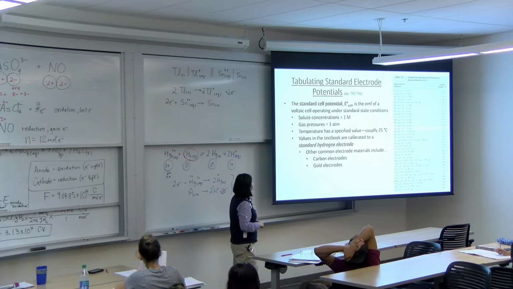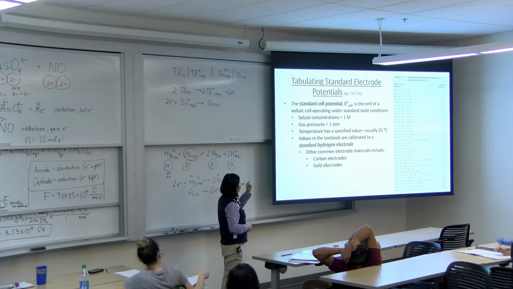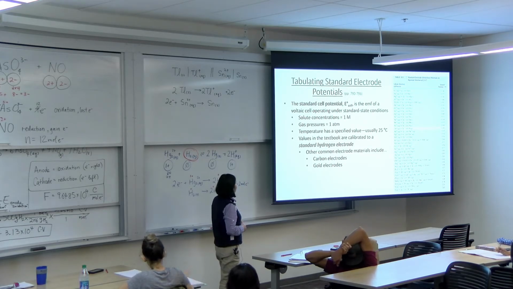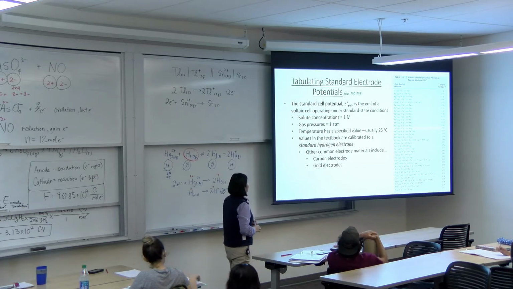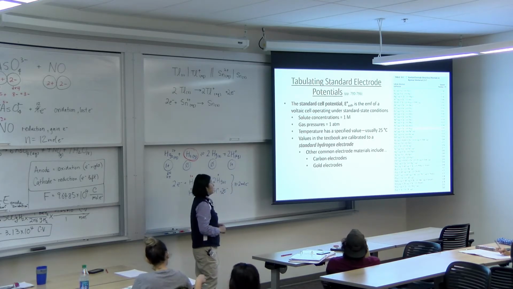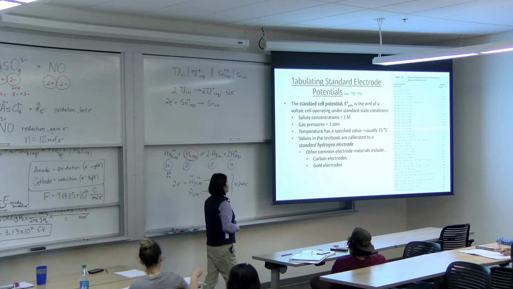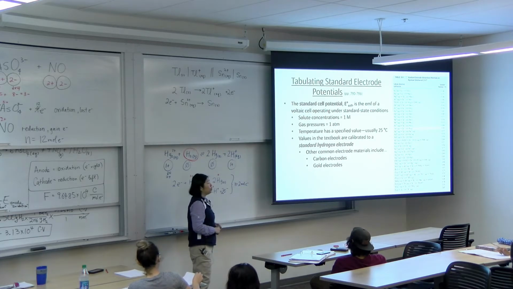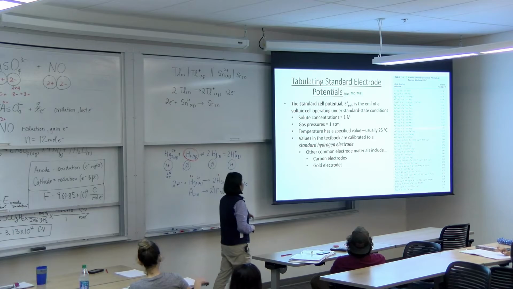So really, the standard cell potential, E, and the standard is represented by the little degree symbol in the top right-hand corner, is the electromotive force, or the EMF, of a voltaic cell operating under standard conditions. For standard conditions, you must have a solute concentration of 1 molar, a gas pressure of 1 atm, and the temperature is usually 25 degrees.